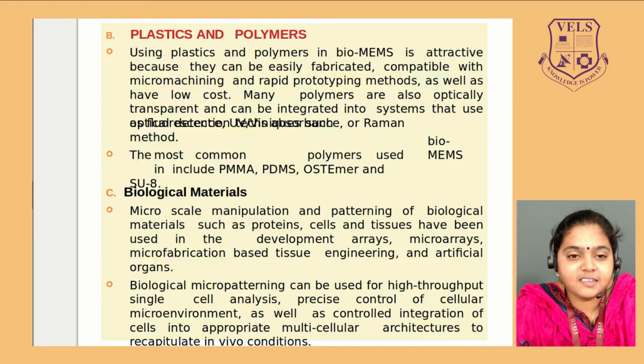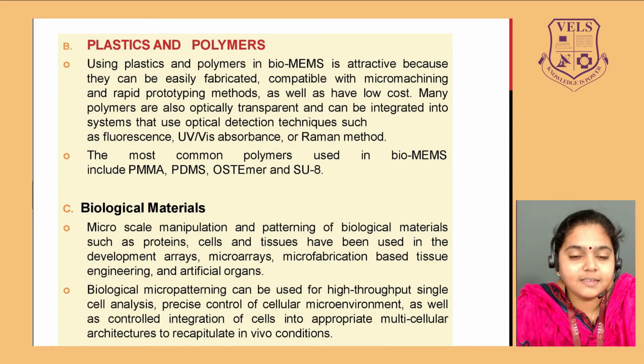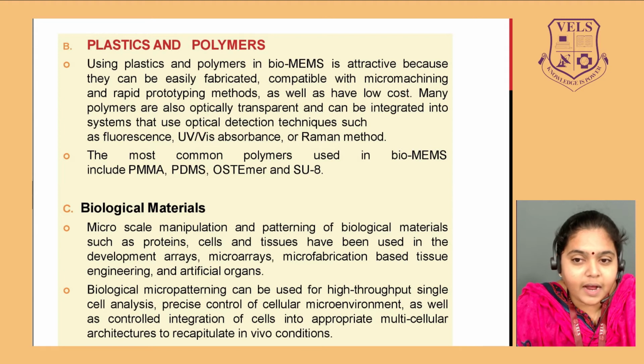Second is the plastics and polymers. Using plastics and polymers in biomems is very attractive because they can be easily fabricated and are also compatible with rapid prototyping methods, and the cost also goes lower. Many polymers are also optically transparent and can be integrated into systems. The most common polymers used are PMMA, PDMS, and SU8.